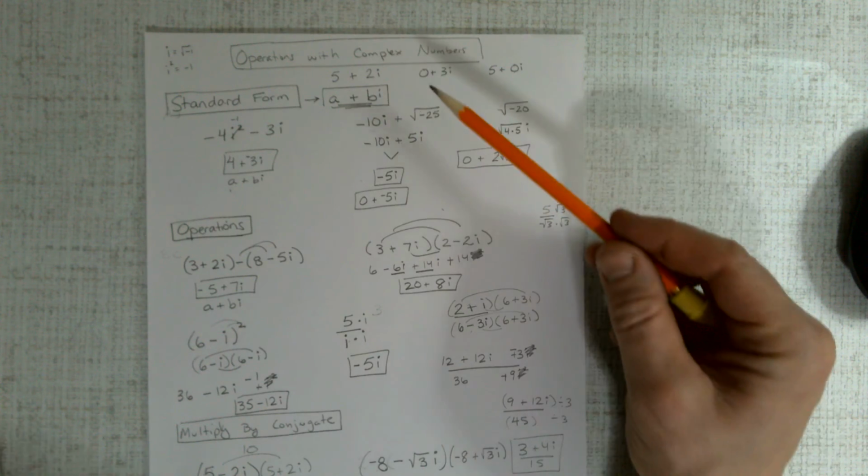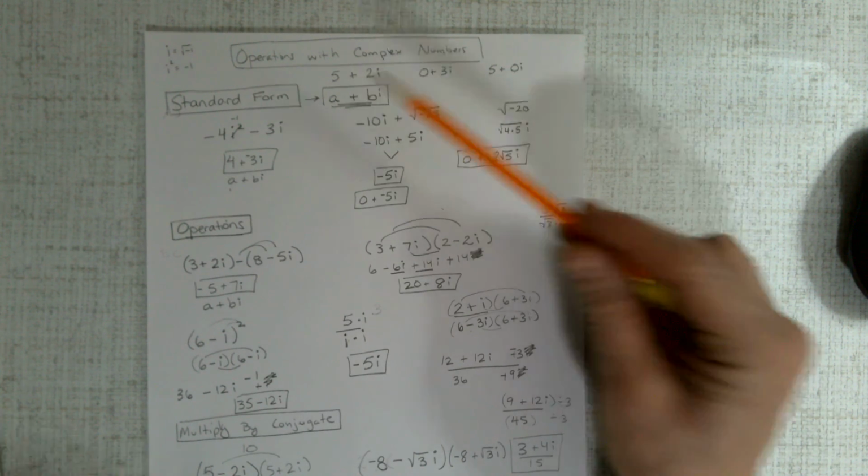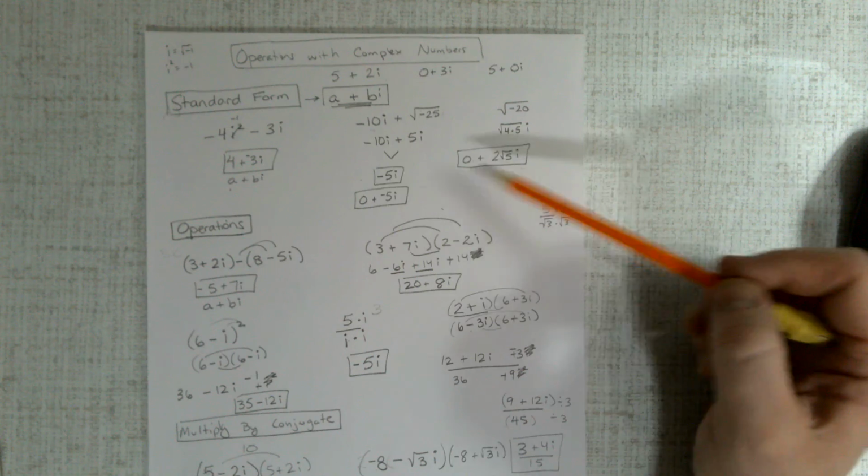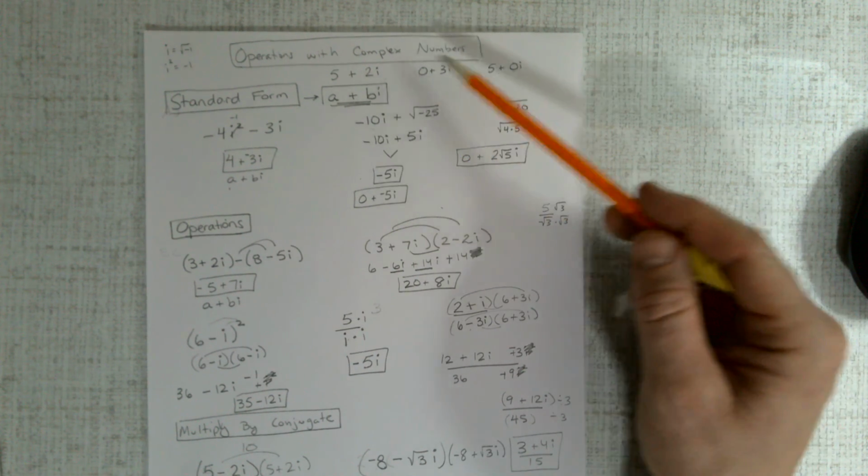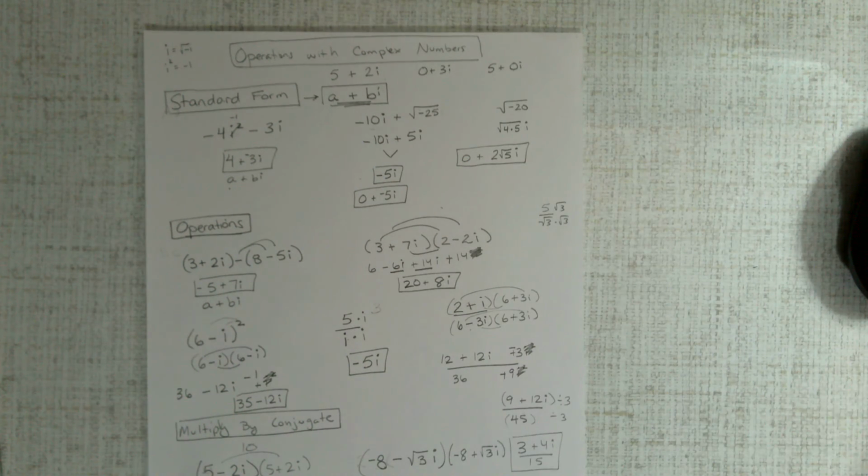Alright, these are the main things we need to be able to do with complex numbers. Remember, complex has an imaginary part and a real part. Sometimes it only has one part, but we can do all the math the same. Alright, hope this helps.